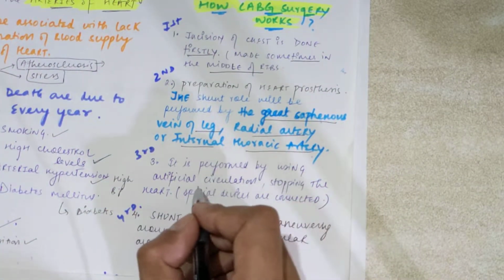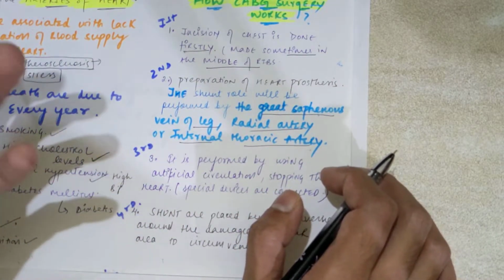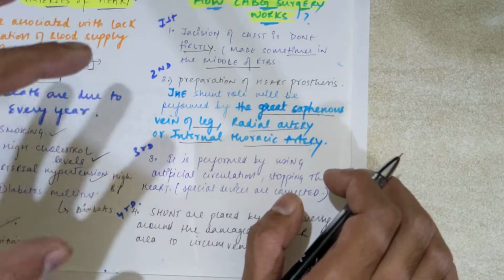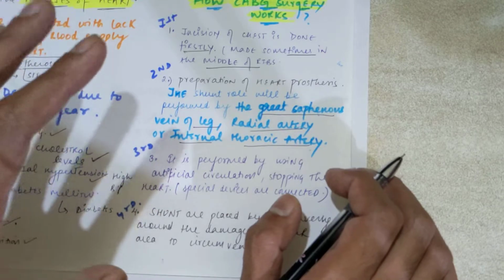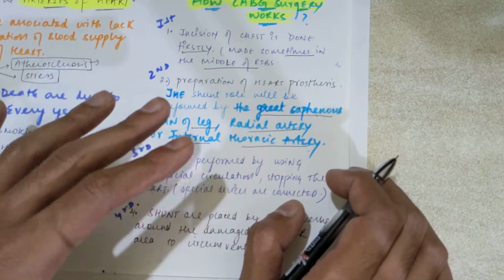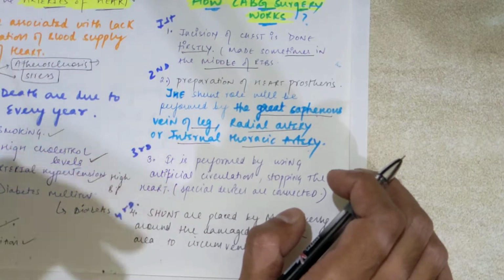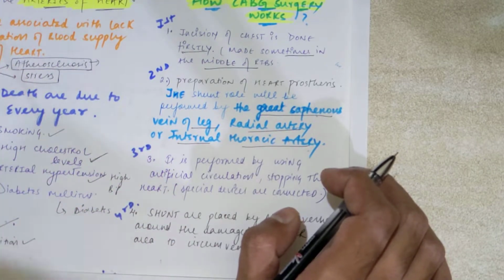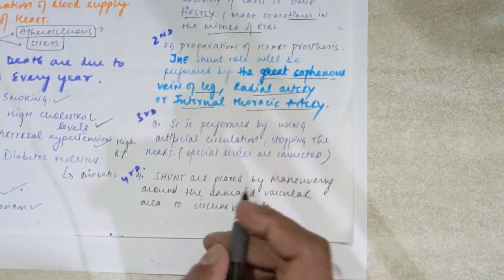Now before performing the surgery, we have to put the heart on the artificial circulation. Okay, so normal heart circulation is stopped, and we use a machine which is called a heart lung machine, and put a cold solution in the heart, and the artificial circulation is going on. Okay, so normal circulation is stopped, but we use artificial circulation till the surgery is being performed. Okay, so now shunts are placed.